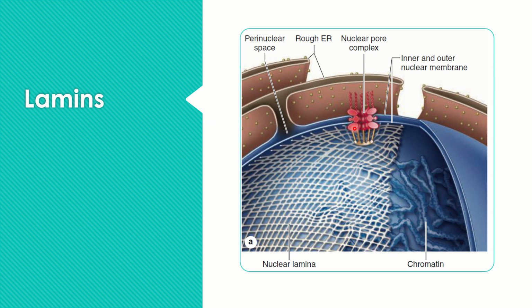You can look in this image. Here is the nuclear membrane, here is the chromatin material, and here is the nuclear pore. And see, this network of intermediate filaments is called the nuclear lamina. It is made up of these lamins.